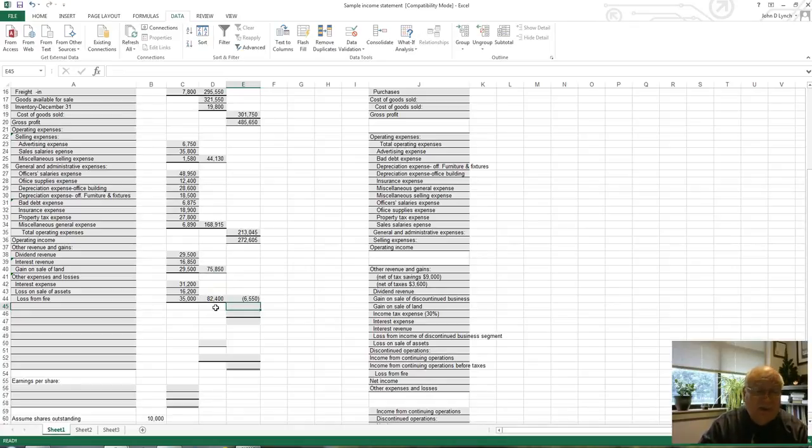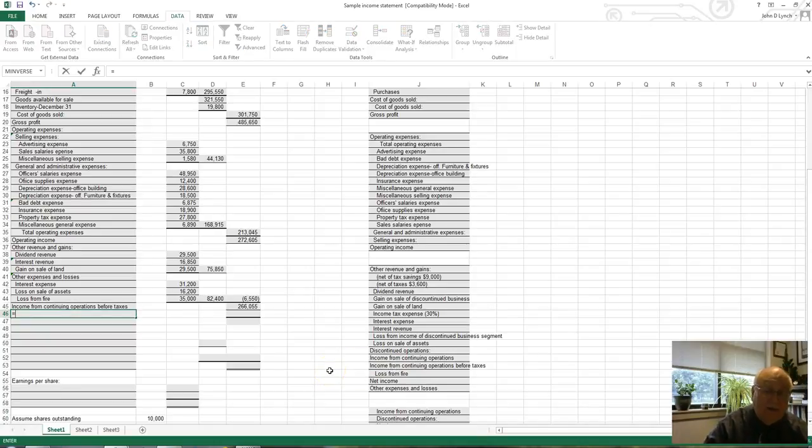We then subtract them, so we take $75,850 minus $82,400. So the other losses and expenses exceed the revenues and gains, so it's a negative number of $6,550. We then add that to the $272,605 plus the negative $6,550 to come up with $266,055. And the $266,055 is my income from continuing operations before taxes.